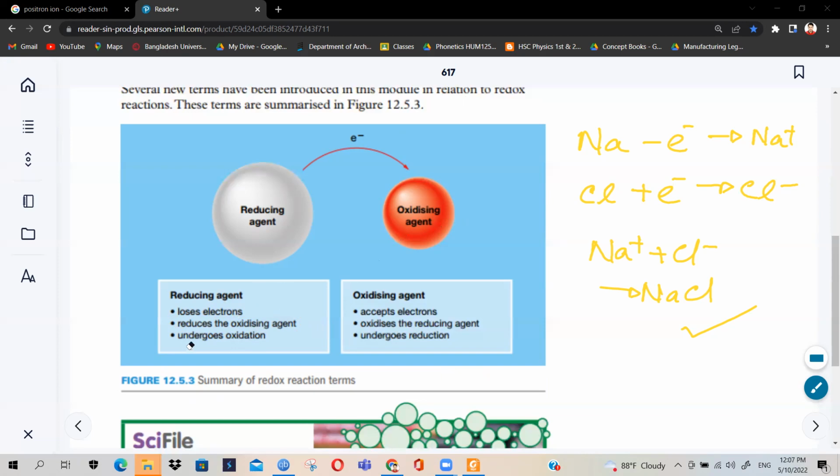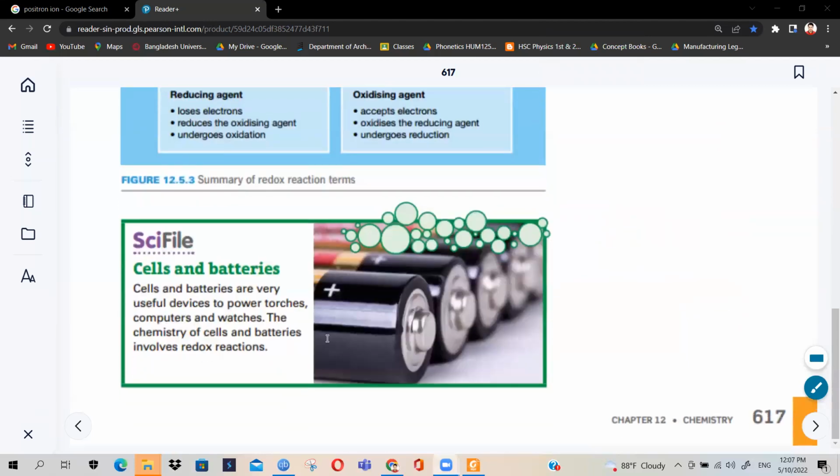And reducing agents undergo oxidation. This is important: the reducing agent undergoes oxidation, and the oxidizing agent undergoes reduction. So this chart is important to see, but don't get confused with the number 2 point. I can't say that you shouldn't read it, but just don't get confused by it.